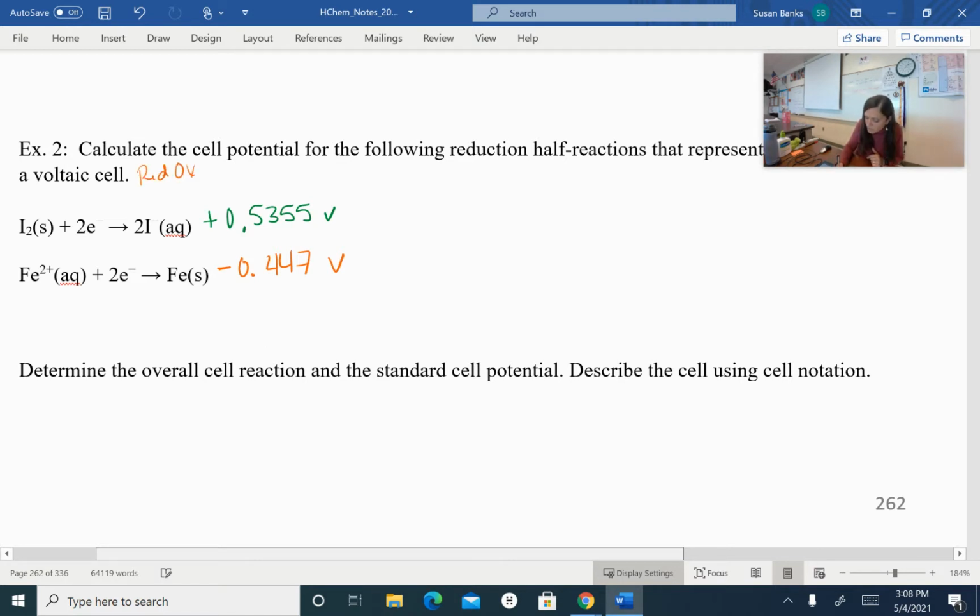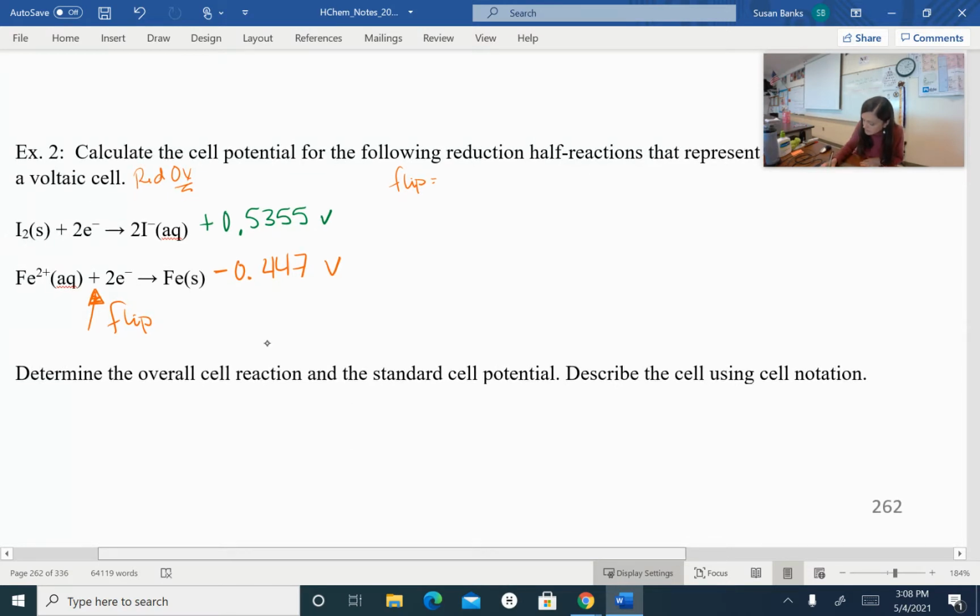I need to have one of them be oxidized. So which one am I going to flip? Which one can I flip and still have an overall positive value? Yes, I am going to flip the iron. So I'm going to flip this. So the iron is actually going to become iron solid, going to iron plus 2 plus 2 electrons, and that's going to have a value of a positive 0.447 volts.